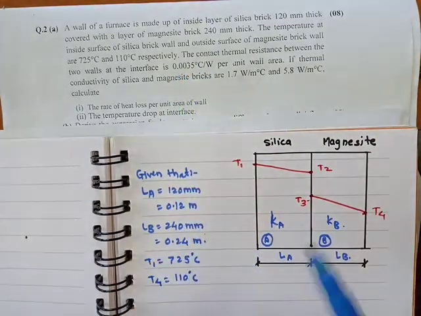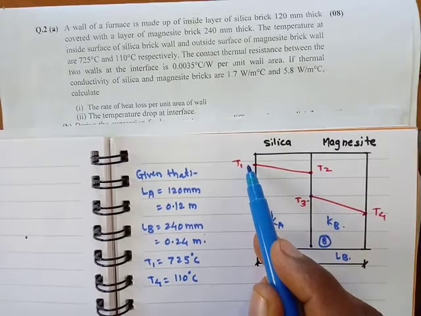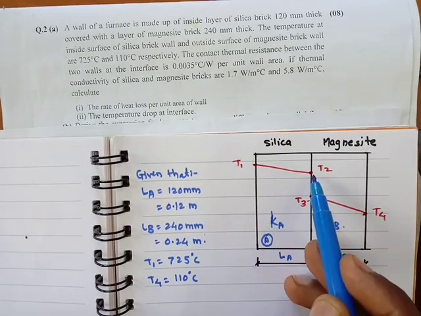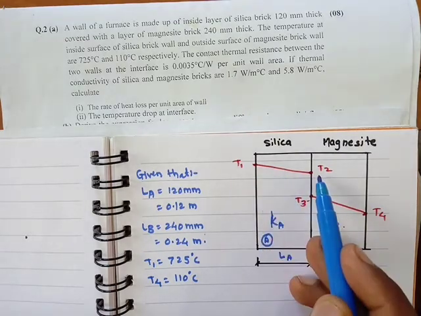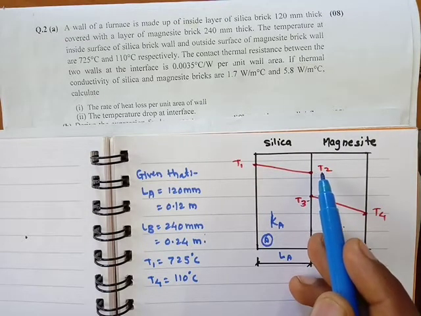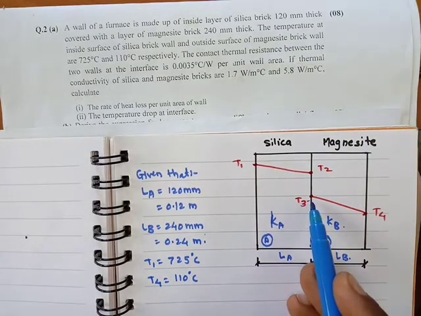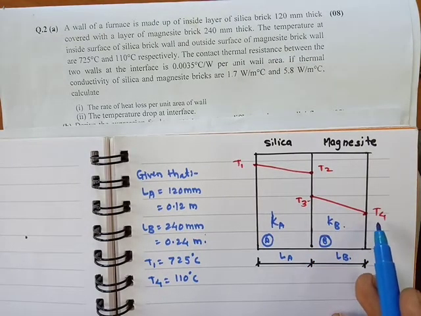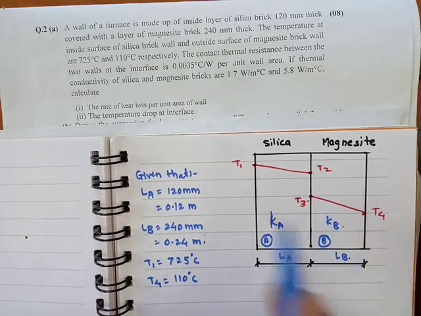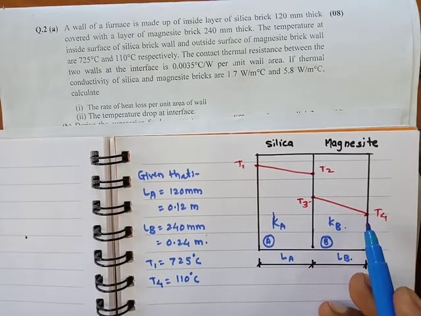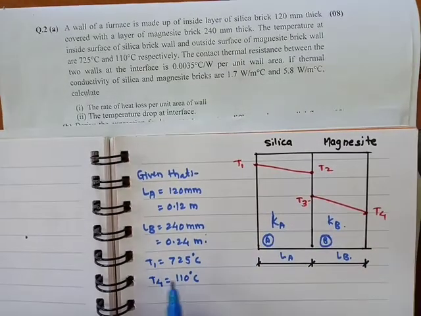So the temperature T1 is reduced at the interface to T2. Across the interface, T2 is reduced to T3, and this T3 is again reduced to the outside surface temperature T4. So this is the layout of the temperatures. According to that, T1 is 725 degrees Celsius and T4 is 110 degrees Celsius.